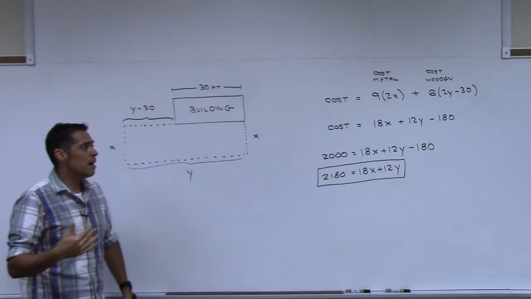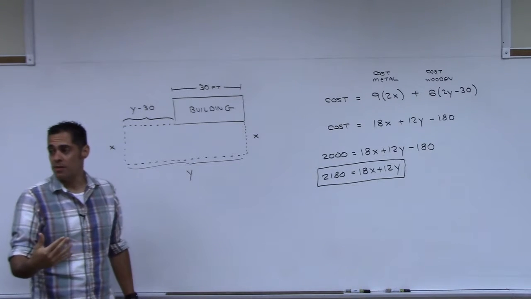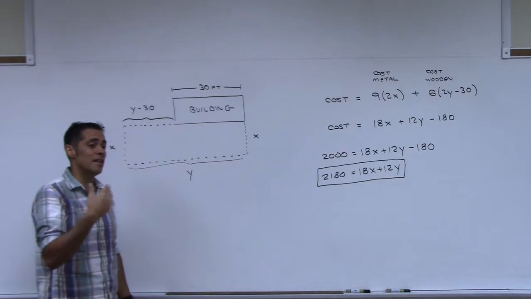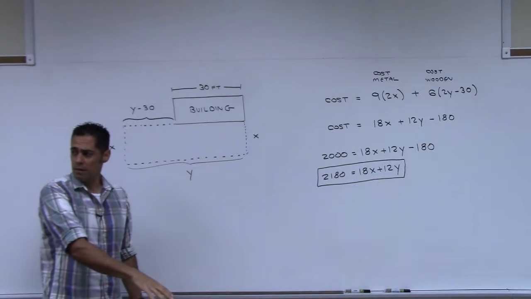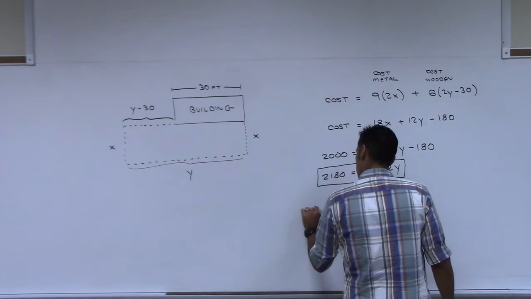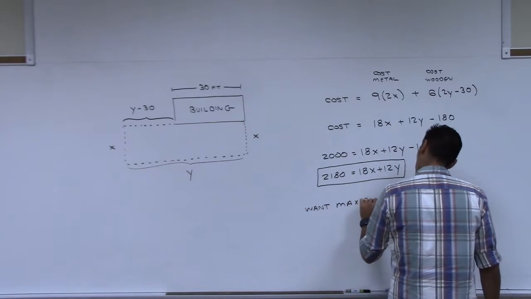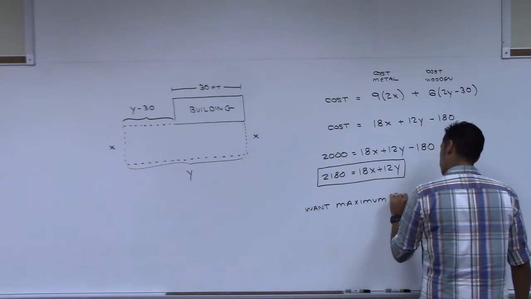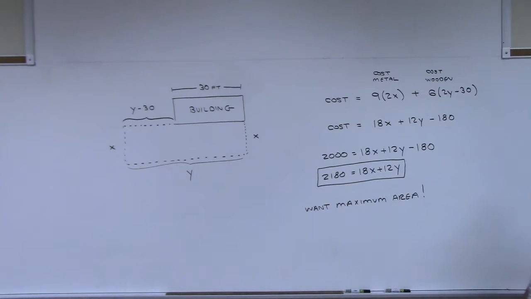I'm going to try and find the quantity that I want to optimize. And what I want to optimize is the area. I want the maximum area. Everyone agree with that from the wording? So let me go ahead and write that down now. I want the maximum area. All right, I want the maximum area.